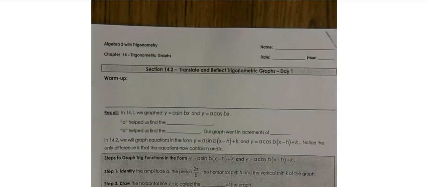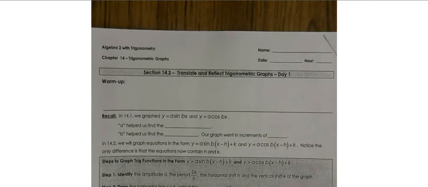Hi everyone, for today's lesson we are going to be learning about how to translate trigonometric graphs, which means that we are now going to be introducing an h and a k into our function. And to translate graphs means that we are going to be shifting the graph left, right, up, and down, which is the reason for why we are introducing h and k. But before we get started, I would like you to please do this very quick warm-up.